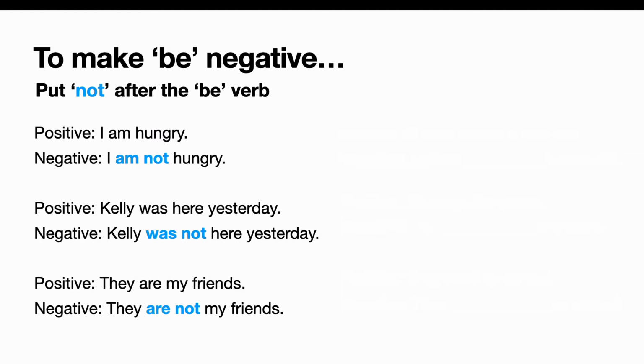Or in our second example, Kelly was here yesterday. Was is the simple past form of be. We just say Kelly was not here yesterday. Or they are my friends. Are is the simple present form of be again. So we just say they are not my friends.